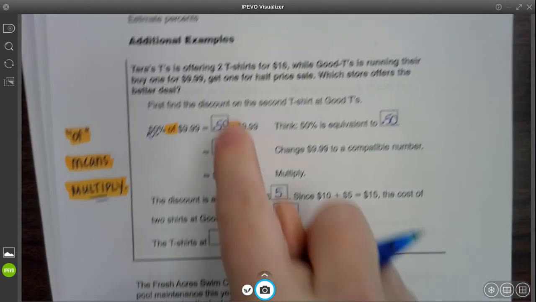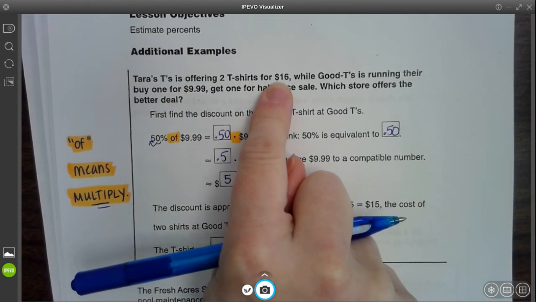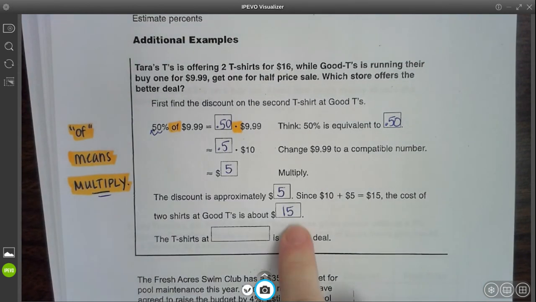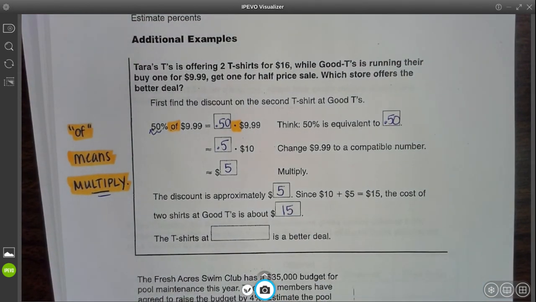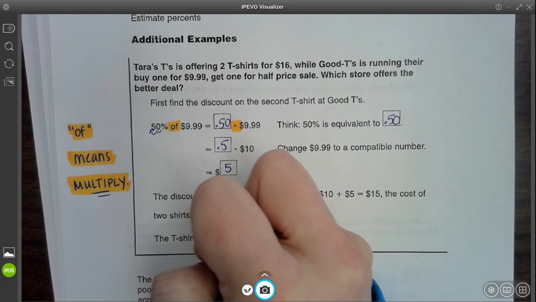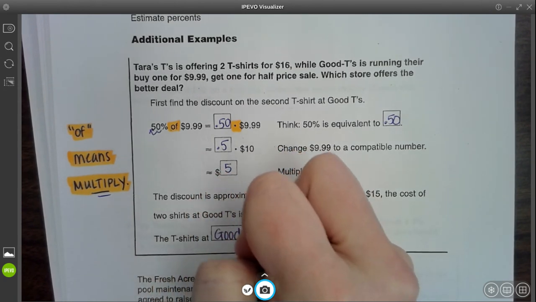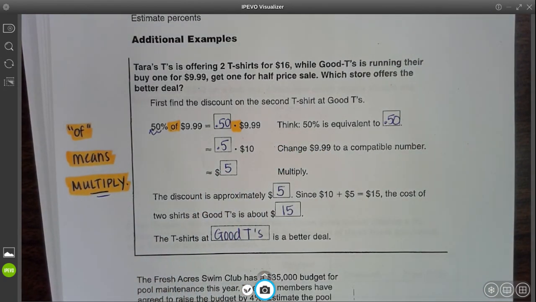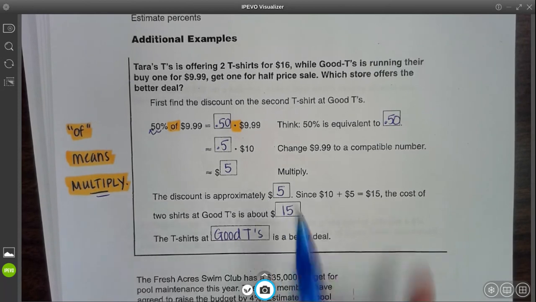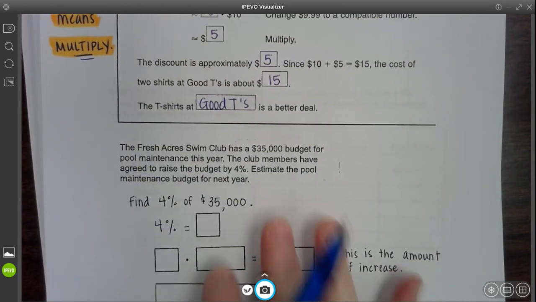Now the other tees, Tara's Tees, was $16 for 2 of them. So this is going to be a better deal for us. So the t-shirts at Good Tees is going to be a better deal. Okay, so in this problem we kind of estimated, and in real life I would strongly suggest that you use these kind of estimation techniques. But if you have a calculator, let's go ahead and utilize that.